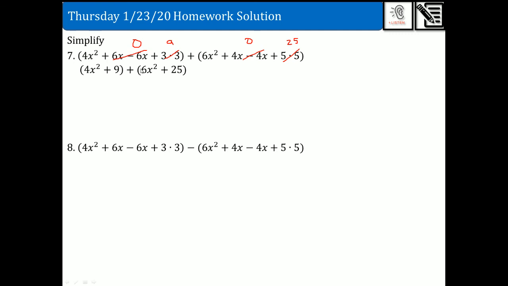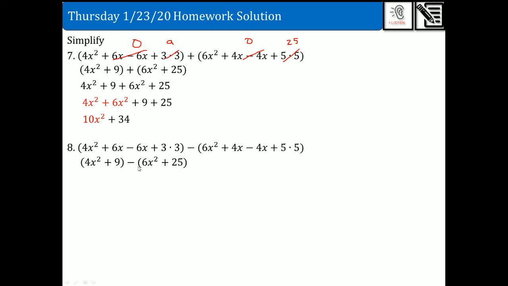There's a 1 here. Distribute that 1 over. That's how it looks like. Getting rid of the parentheses by distributing 4x squared plus 6x squared, 9 plus 25. Good. 4x squared plus 6x squared becomes 10x squared. 9 plus 25 becomes 34. Same process here, but now there's a subtraction. So that's how it looks like after you simplify what's inside the parentheses, like I did in step 7.